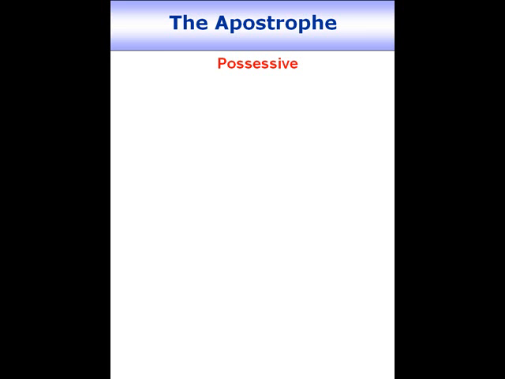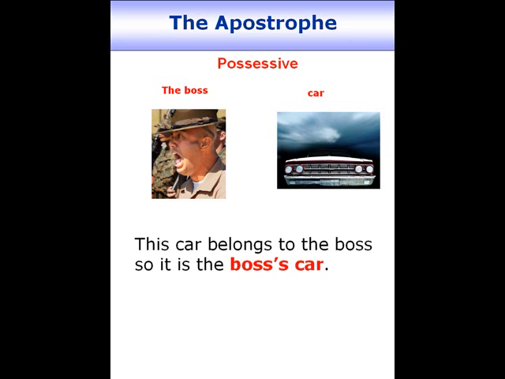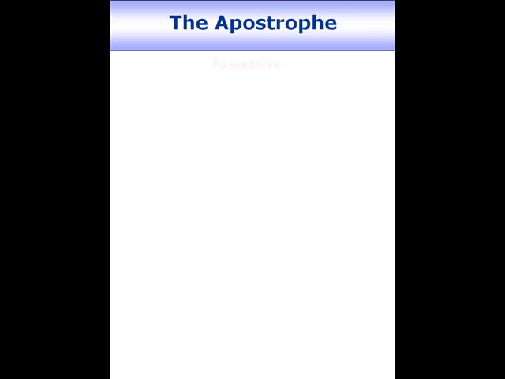So we're looking at the apostrophe and how it shows possessives, in other words, something belonging to something else. Let me introduce you to the boss and his car. Now in this case, the boss actually ends in an S, so what do we do? This car belongs to the boss, so it is the boss's car. Even when the possessing word ends in an S, add an apostrophe, then an S. Why the fuss then? Seems simple enough. Well, there are exceptions, so let's have a look at one of those.